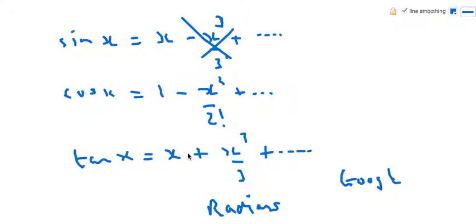For tan x, same situation. The x cubed over 3 is just too small. It's not going to make any difference to us. For cos x, we can't just cancel out the second term, because the first term is just a number, and cos x is not equal to 1. So you can't approximate. That's not a good enough approximation. Just cos x is 1 all the time, because it's not.